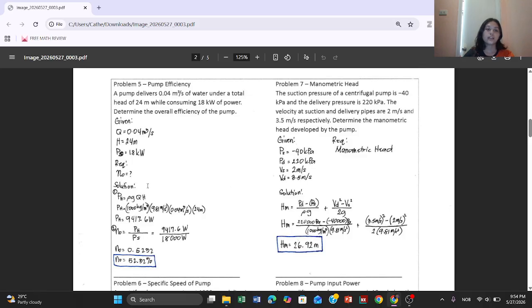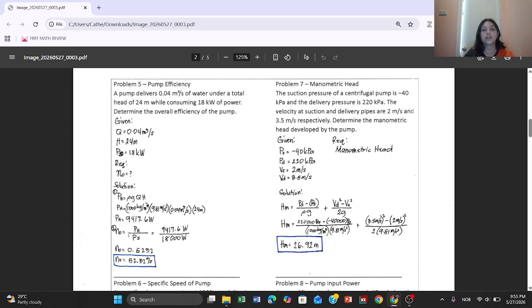So the solution in this problem is, first we need to find the hydraulic power, where the formula will be density times gravity times flow rate times the head, which gives us a hydraulic power of 9417.6 watts.